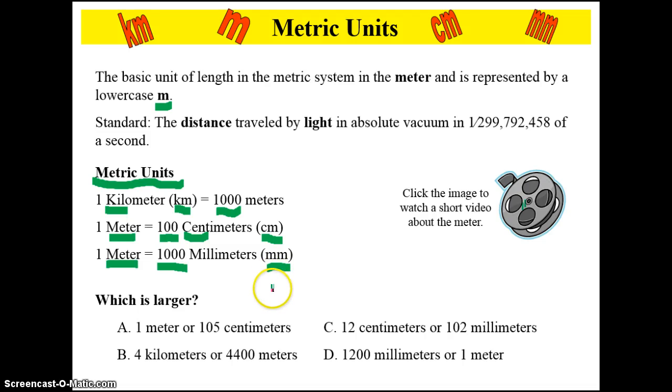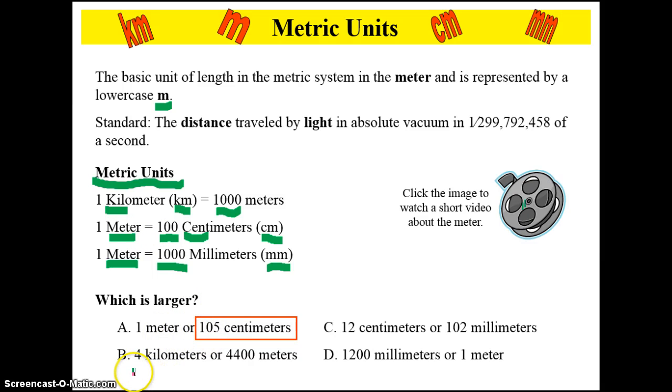Okay, so let's see if we can test our knowledge. Those are just some quick conversions. Which is larger, 1 meter or 105 centimeters? Give that a thought for a second. A meter versus 105 centimeters. So think in terms of how many centimeters are in a meter, and then compare that amount with 105, and you should have guessed 105 centimeters. So because there's 100 centimeters in a meter, 100 is less than 105, so 105 is more than a meter.